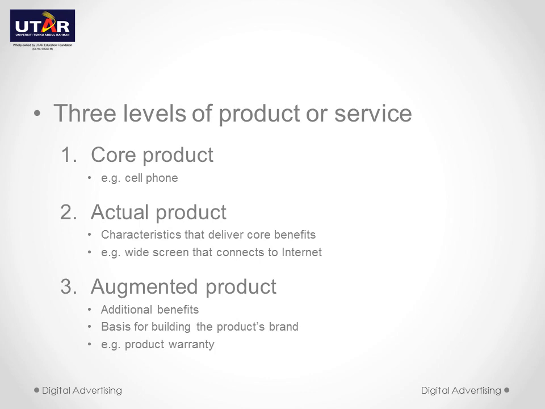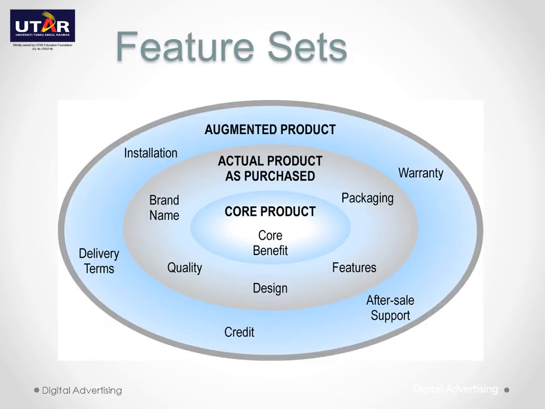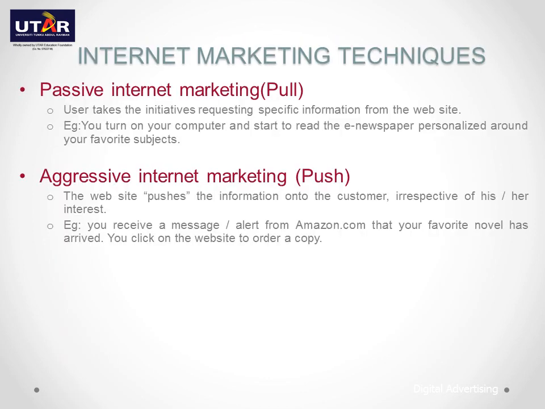The augmented product is basically the additional benefits other than the core benefit, for example, the basis for building the product's brand. A very good example is the product warranty. This is the feature set. So these are the approaches being used in marketing.